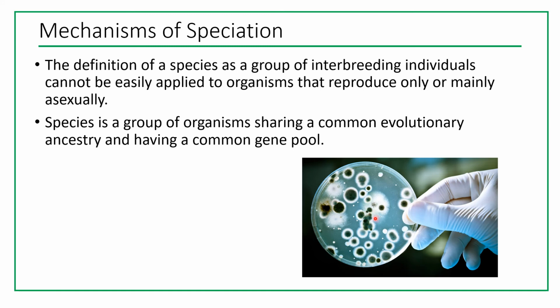Well, how about bacteria then? Well, the definition of a species as a group of interbreeding individuals cannot be easily applied to organisms that reproduce only or mainly asexually. Let's say bacteria. We cannot use this definition for bacteria. Bacteria just split into two through binary fission, right? So here is a better definition for species. A species is a group of organisms sharing a common evolutionary ancestry and having a common gene pool.